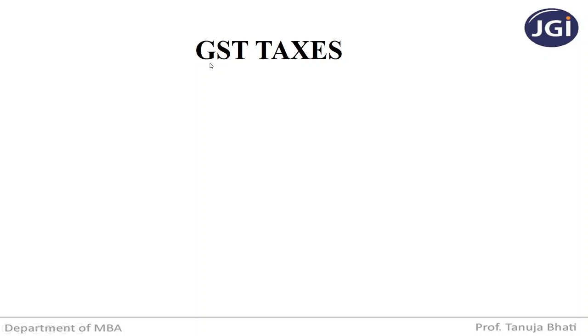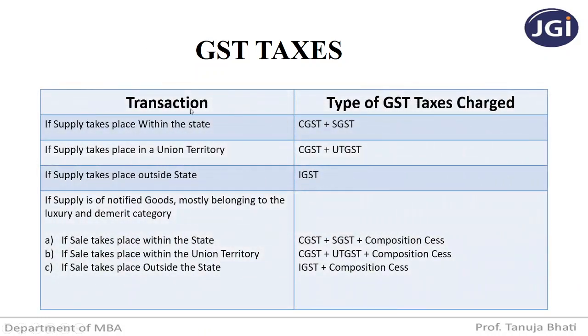So first, let us understand what are the different types of GST taxes. As we know, the different types of GST taxes are CGST, SGST, IGST, UTGST and compensation cess. But we generally don't know when which type of taxes is to be applied or levied. Levied is nothing but applying the taxes. So let us see. On my left hand side, you can see the transactions, and on the right hand side, you can see for a particular type of transaction, which type of GST taxes is levied.